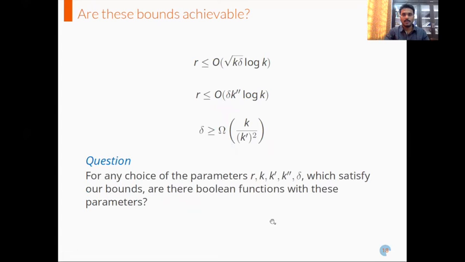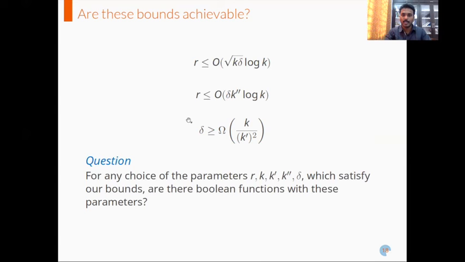Okay. And yeah, now moving on to the third part of the talk, which is, are these bounds achievable? We have 3 bounds. One is a bound on R in terms of k and delta, a bound on R in terms of delta, k double prime and k, and a bound on delta in terms of k and k double prime.